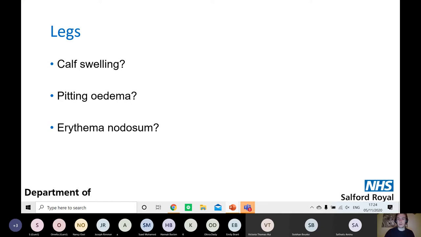Erythema nodosum, an inflammatory reaction, look it up on DermNet. There's a really nice explanation. It can be associated with a number of respiratory conditions, so with TB, with sarcoidosis, and with malignancy. So just know that if you saw somebody with that, there's a number of conditions that can be implicated. Again, probably not going to come up in your OSCE, but could be mentioned as a little bit of extra colour in a multiple choice question. Our patient's legs are normal.